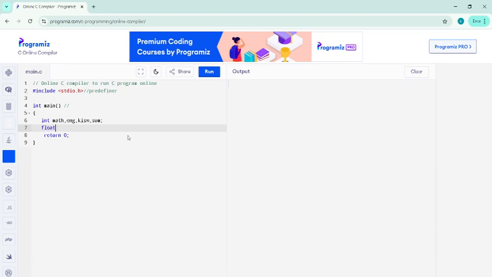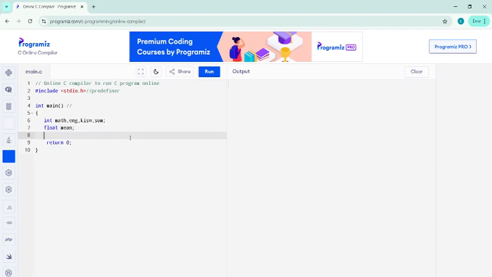And then as well we also have float. Float is a data type that is used when we are dealing with numbers with decimal points. You know, when we are calculating our mean, we can find our data has some decimal points. So that's why we are using float.